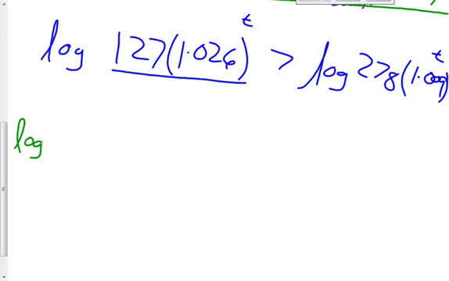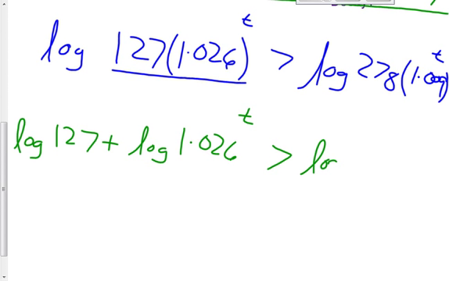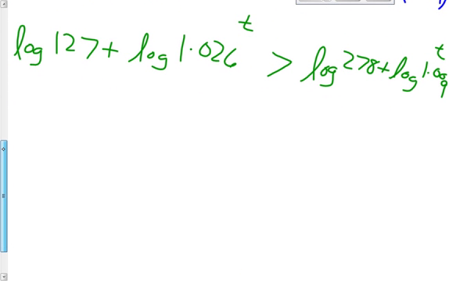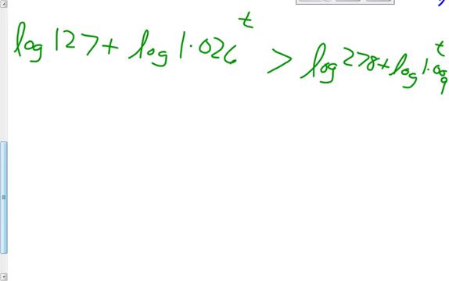The log of 127 plus the log of 1.026 raised to the T. Okay, that is greater than the log of 278 plus the log of 1.009 raised to the T. Okay, so hopefully that makes sense. All I did was use the product property to split those up using addition. So once I have that, let's change some of these into numbers that we can actually quantify. It's hard to think of a number for the log of 127, but let's put that in our calculator.